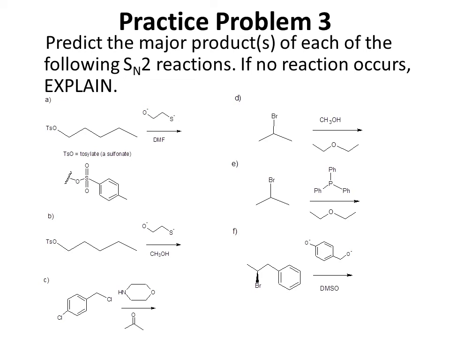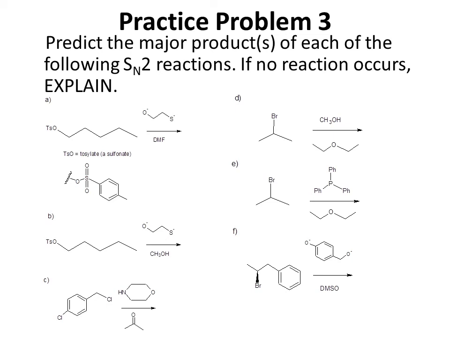Practice problem 3. Predict the major product or products of each of the following SN2 reactions. If no reaction occurs, explain. Now, we've learned about the nature of the nucleophile and the solvent as it pertains to the SN2 reaction, so that's going to be important in your interpretation of what the major product is going to be. So when you think about this, we're thinking about the fastest product that can be formed. That will be the major product of the reaction.